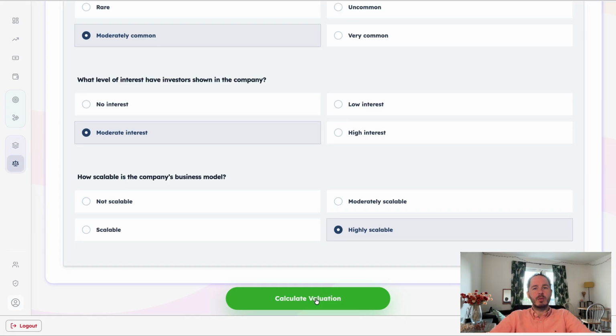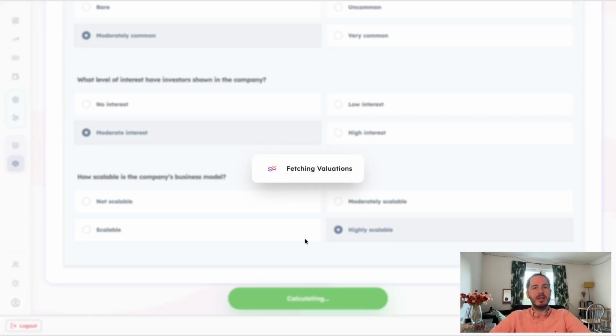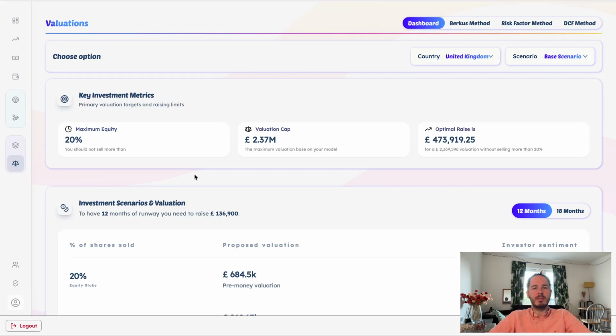Now let's press calculate valuation, and we are moved to the main dashboard. At the top, you will see 4 tabs: dashboard, Berkus method, risk factor method, and DCF method. Each tab represents a different way of calculating or estimating your company value, and together they give you a rounded view of what your business might be worth at the early stage of your company.